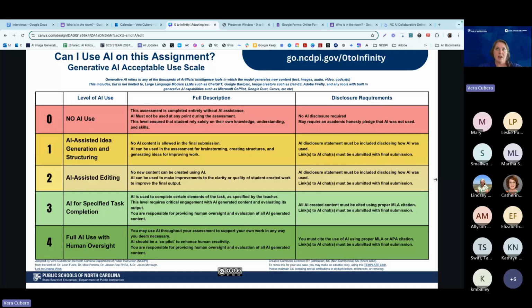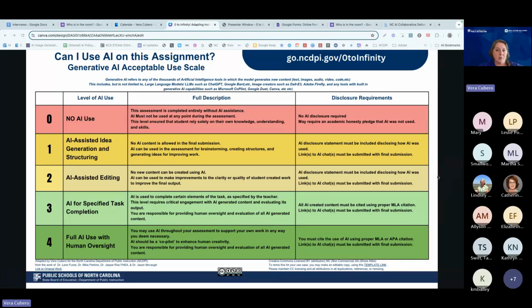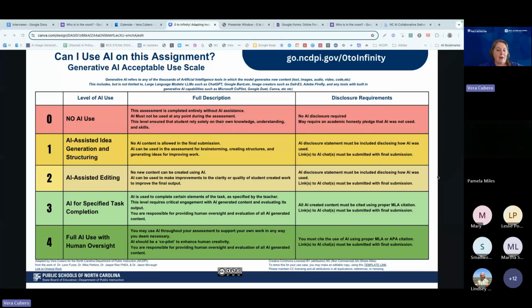But this graphic is the first version of the acceptable use scale that was in our guidelines, and I've actually updated it since. So we're going to look more at the next version. But it's something thinking forward when our students start using AI: how do we evaluate who is doing what? How do we evaluate what the student did versus what the chatbot did? And how do we make sure students are correctly disclosing when they use AI?